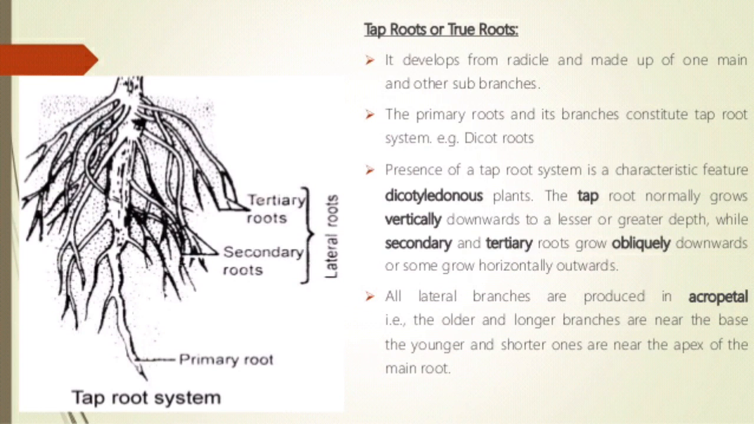The taproot normally grows vertically downwards to lesser or greater depth, while secondary and tertiary roots grow obliquely downwards or some grow horizontally outwards. All lateral branches are produced in acropetal manner. The older and the longer branches are near the base, the younger and the shorter ones are near the apex of the main root.